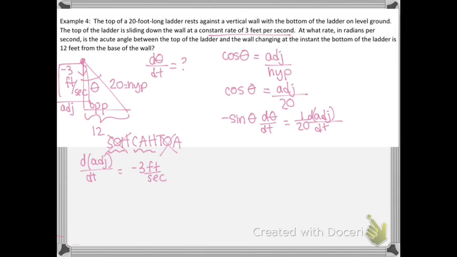So now we're ready to plug in. So let's take a closer look at this triangle. I'm going to need sine theta. Well, sine is the opposite side over the hypotenuse. So I have negative 12 over 20 is sine. d theta/dt is what we want to solve for. And that equals 1 over 20 and then the d adjacent/dt, which is that negative 3 feet per second.